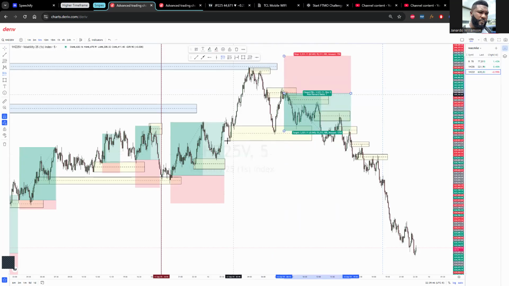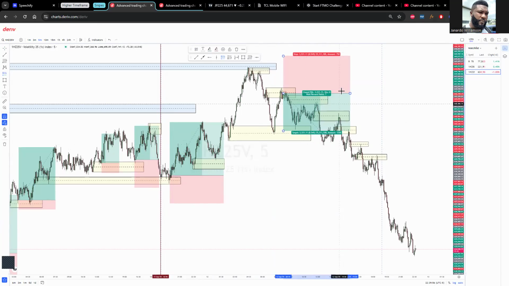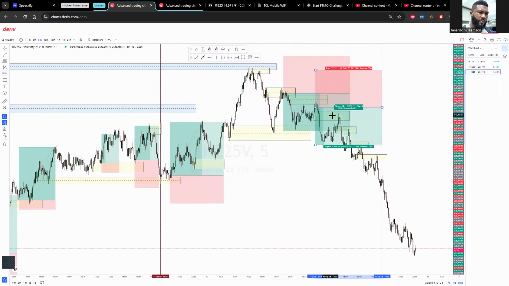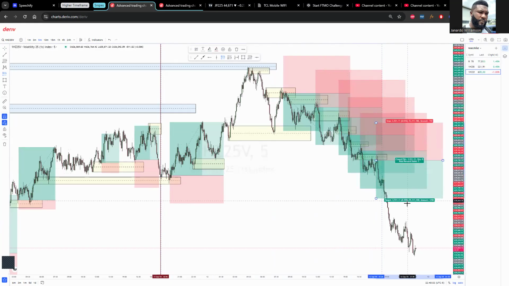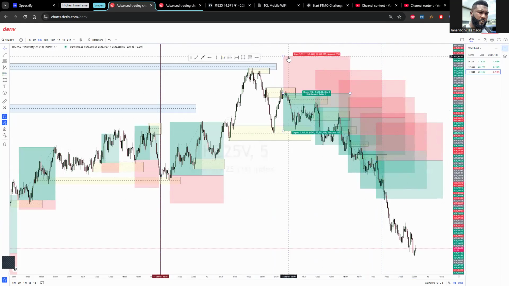We had a buy in the morning, so this was from 7 p.m. until 5 a.m. in the morning, and then we just flipped bearish, and then we just continued selling off. So those were the entry opportunities.